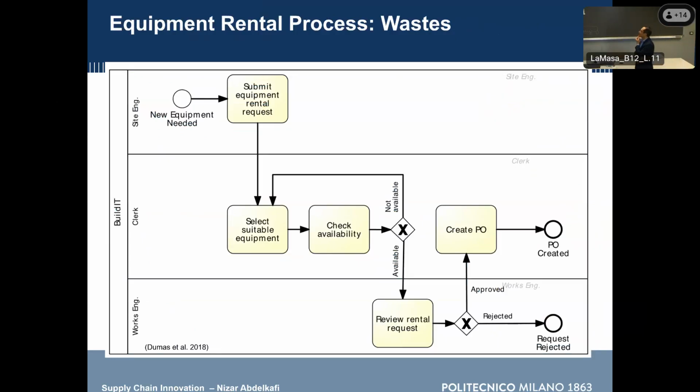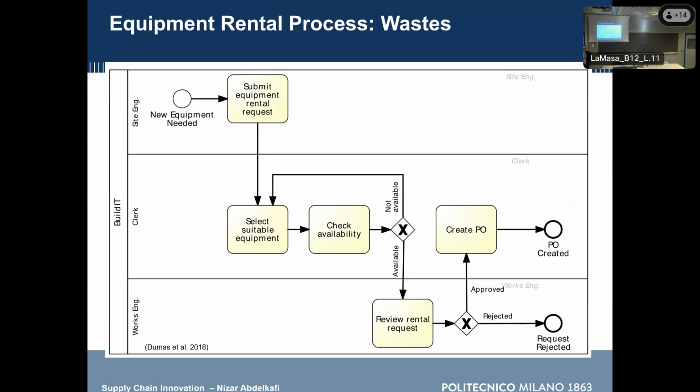Good. Where do we have waste here? Sorry? The handovers, very good. So we have a lot of handovers. Could you perhaps explain where we have handovers? Okay, so whenever we have a transition, or a sequence flow from one resource, from one lane to another, there is a handover. And here there is a waste.